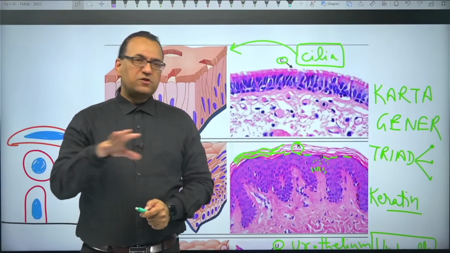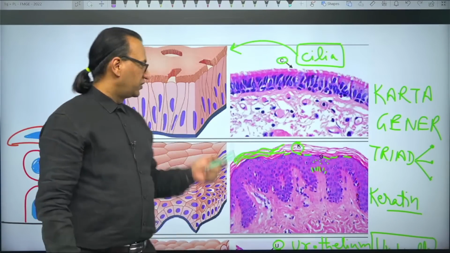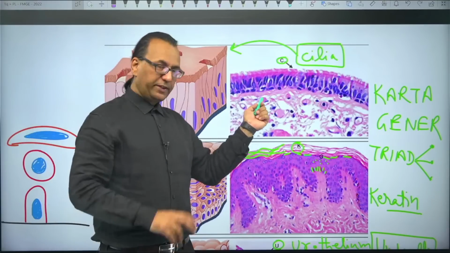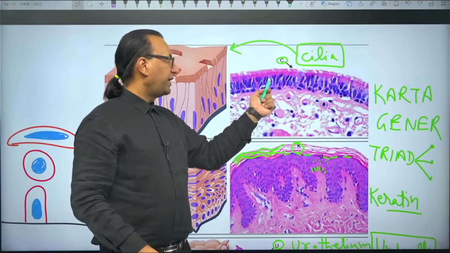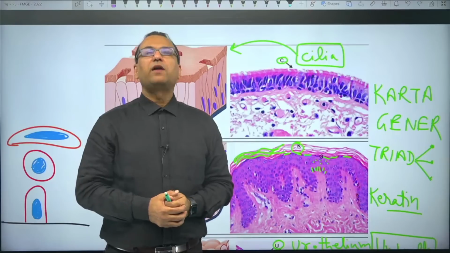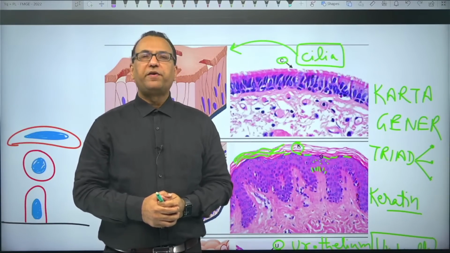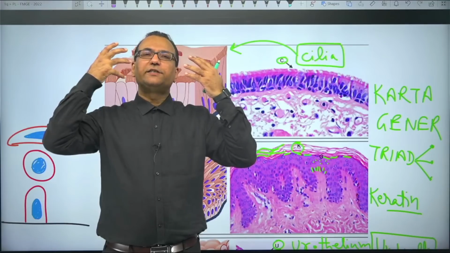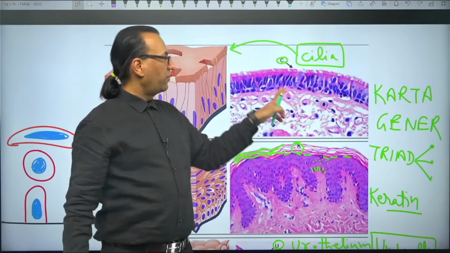Appearing stratified but is not. It is pseudo-stratified. So this is how the pseudo-stratified epithelium will appear. Pseudo-stratified ciliated columnar epithelium. One good example is the respiratory tract. We talked about chronic sinusitis. That is where this kind of epithelium is there.